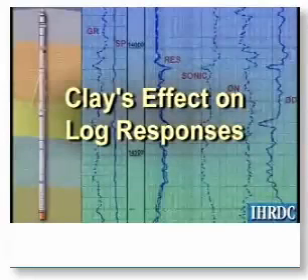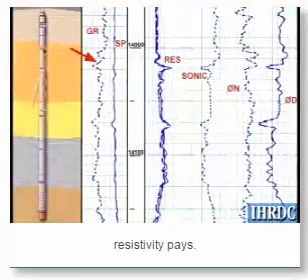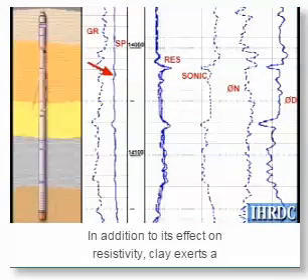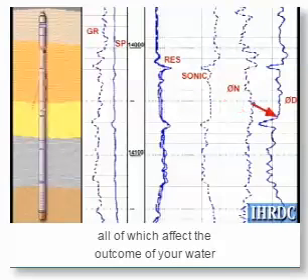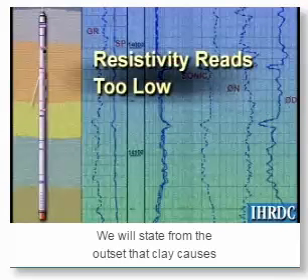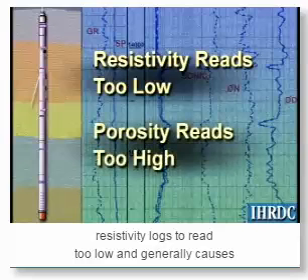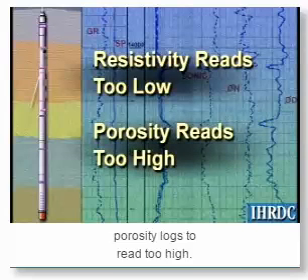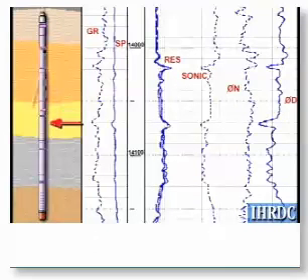Clay has been described as the main culprit behind low resistivity pays. In addition to its effect on resistivity, clay exerts a special influence on a broad range of logging tools, all of which affect the outcome of your water saturation calculations. We will state from the outset that clay causes resistivity logs to read too low, and generally causes porosity logs to read too high. Let's take a look at a conventional suite of logging tools and see how clay can influence the readings from each tool.